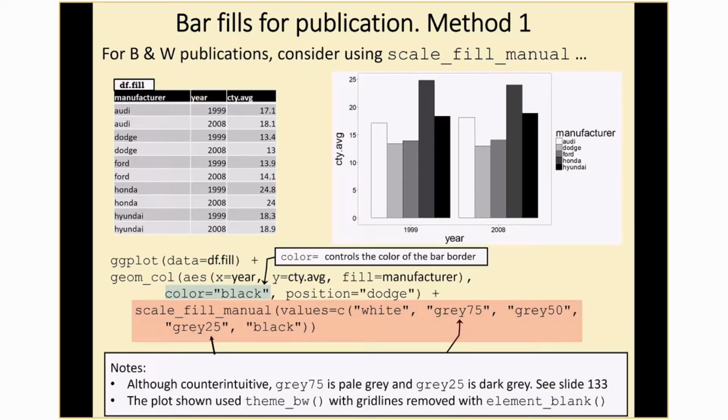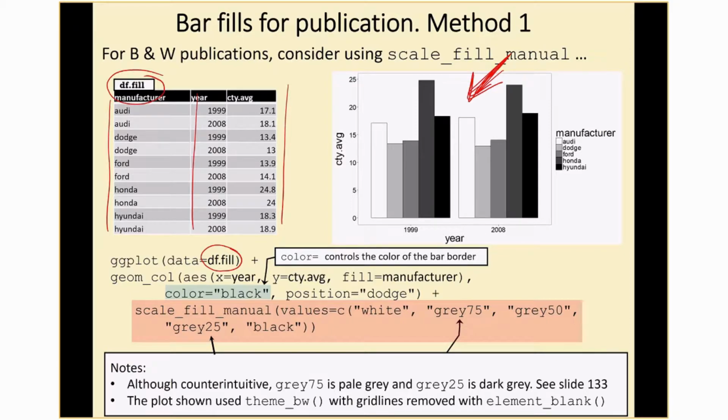So all the things that we just went over will work really well if you're going to do a PowerPoint presentation or a poster. But if you're doing a black and white publication, then you may want something like this. So I'm going to assume that there exists this data frame called DF-Fill that's got these 5 different manufacturers, 2 different years in which they were made, and average city mileage. So I've got this data frame, DF-Fill, and I want to make this particular plot that would be suitable for a black and white publication. So how am I going to do that?